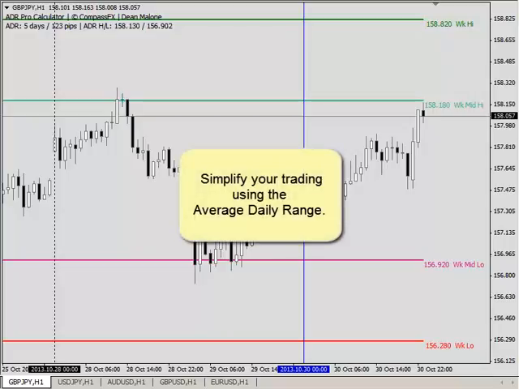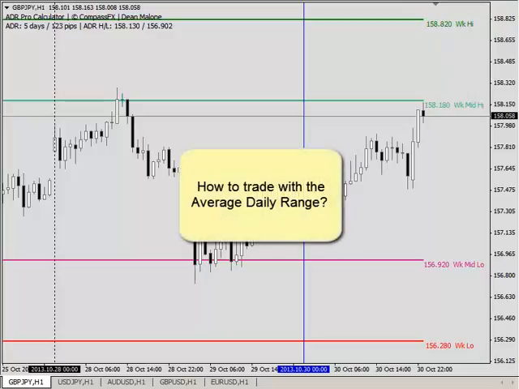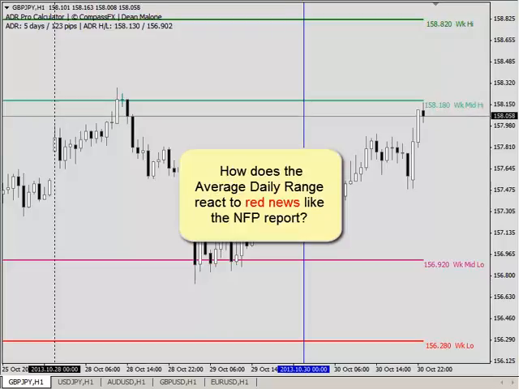In a previous video I talked about how to simplify your trading using the average daily range. So what I want to do is review that video and discuss what's taken place in the market since I did that video, and also to answer a few questions about how to trade with the average daily range. Are the average daily range levels similar to support resistance levels? And one other question I received is, how does the average daily range react to red news in the market, like a non-farm payroll type of news announcement?